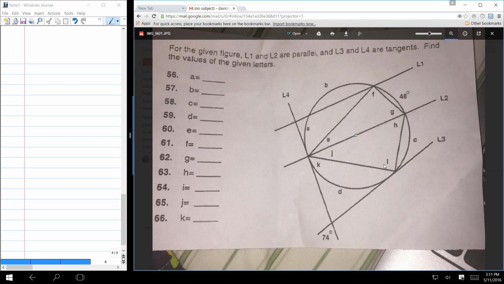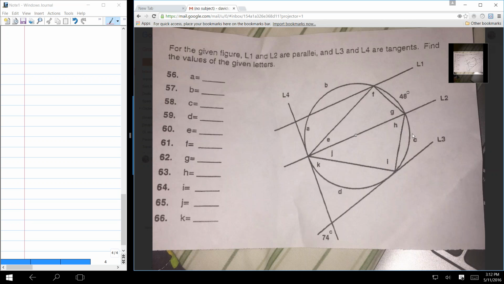Wait, why again? Well, look at the arc that F intercepts. It's a 180-degree arc, right? Yeah. It's a semicircle. Well, if it intercepts a 180-degree arc, it has to be half of that measurement. So it has to be 90. Same thing with I. I intercepts a semicircle, also a 180-degree arc. That's why the triangle is always a right triangle if it's inscribed inside of a semicircle.